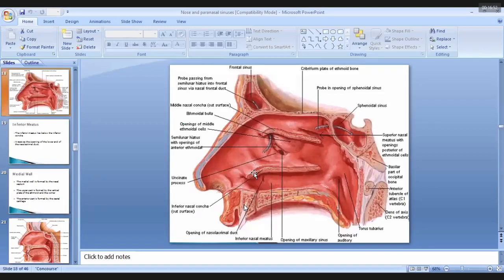It contains three bony projections: superior concha, middle concha, inferior concha. Below each concha, there is a space known as a meatus. So there are three spaces: superior meatus, middle meatus, and inferior meatus. Above the superior concha, another space is present known as the sphenoethmoidal recess.